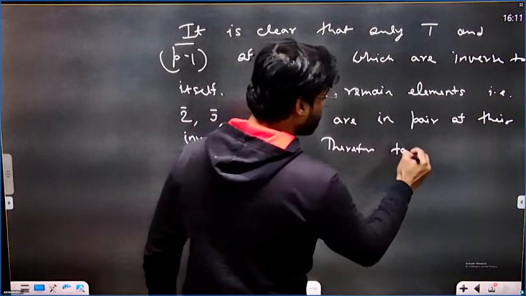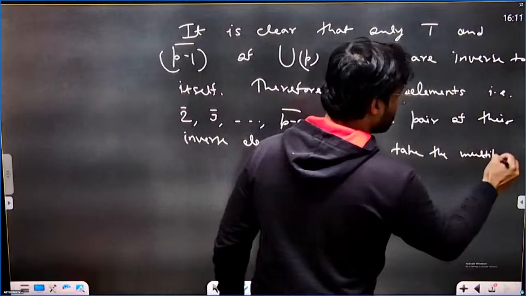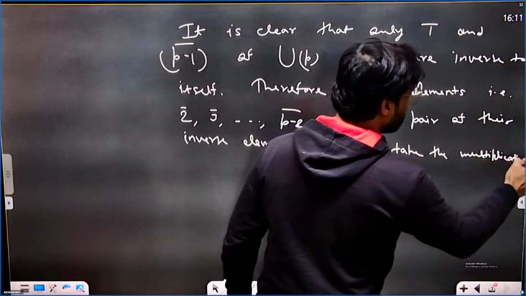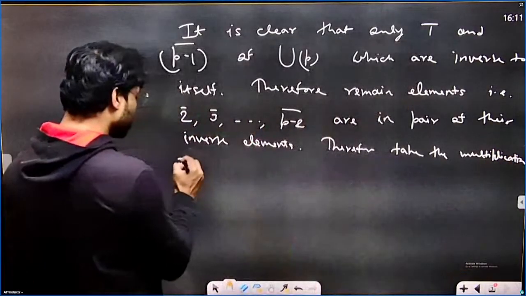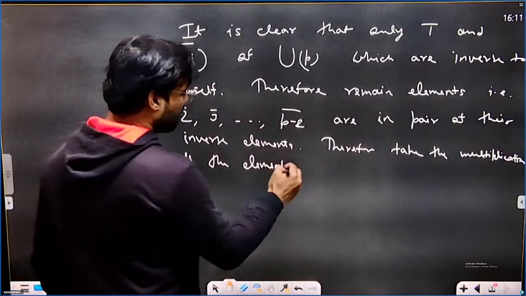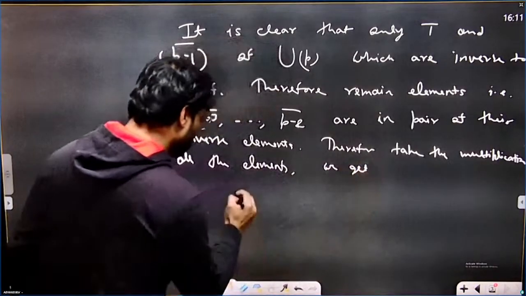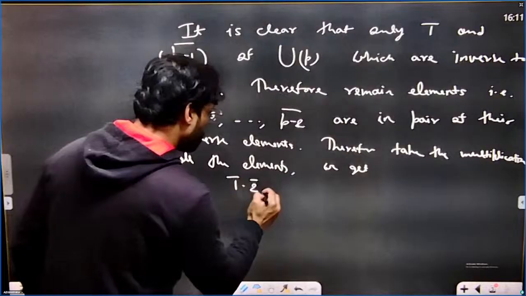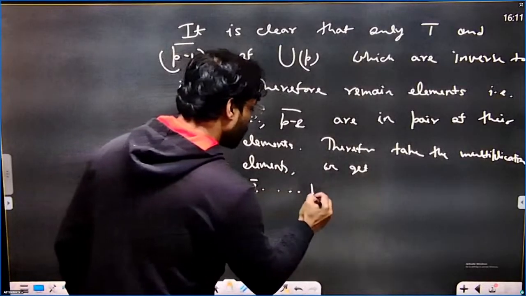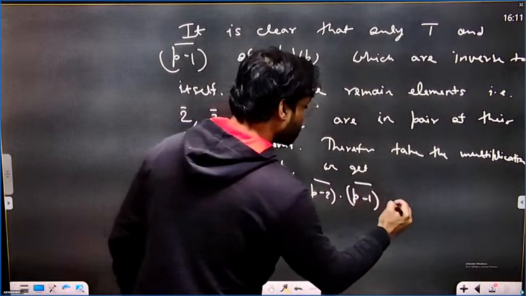So now take the multiplication of all the elements. We get 1 bar, 2 bar to p minus 2 bar, p minus 1 bar equal to what?